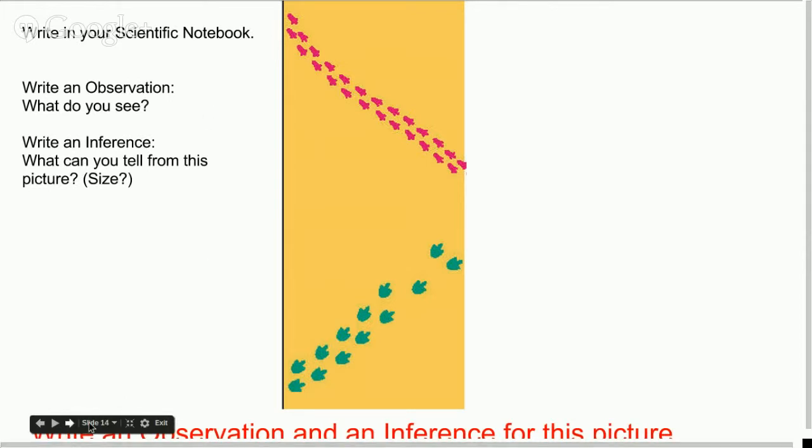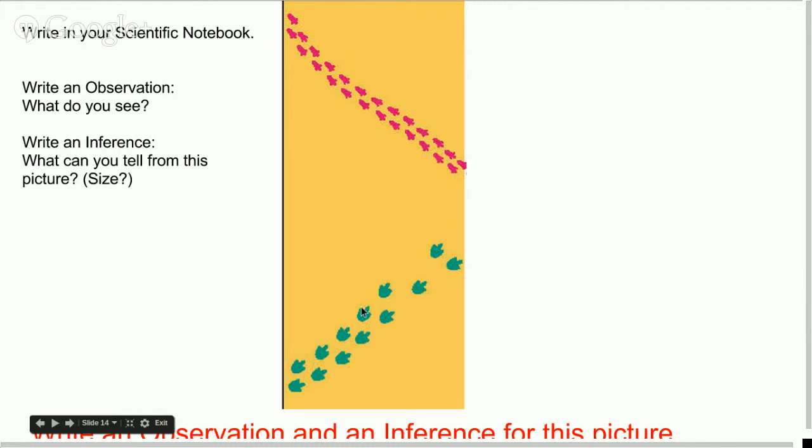What you need to do for this one is write an observation and an inference for this picture that you see here. All right, so an observation, what do you see? Just really simply, what do you see? And then an inference, what can you guess? What can you tell me about this picture?